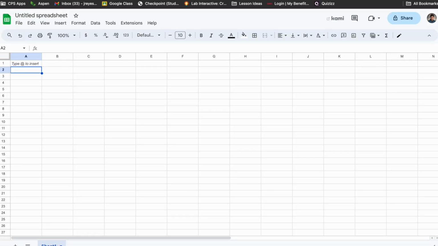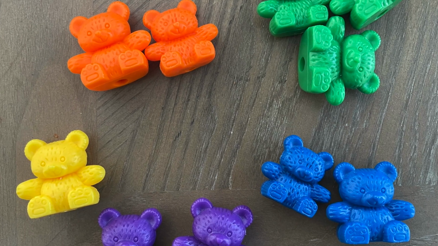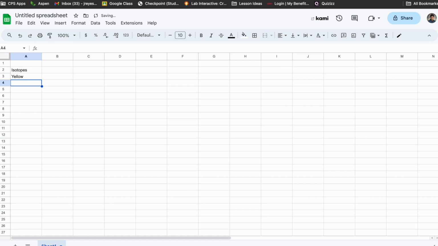So what I'm going to do is go back to our barium atom. I'm going to start off by talking about the isotopes. And if you'll remember, there was a yellow one, there was an orange one, or there were actually a couple of orange ones. There was a green, there was a blue, and there was a purple isotope. So these are all our isotopes. Next, we're going to go with our mass.